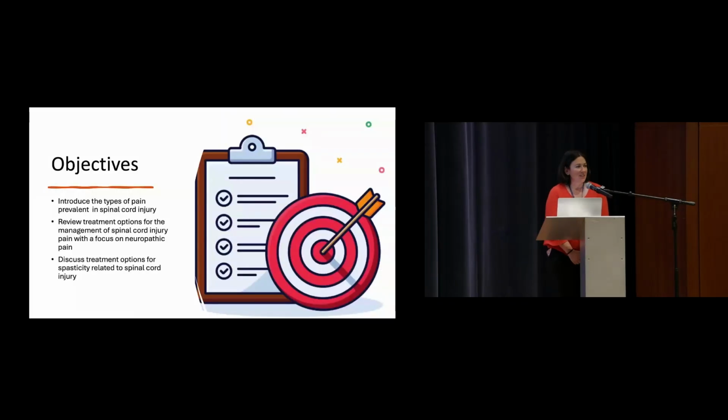I have no relevant disclosures to share today, and the objectives of today's talk will be to introduce the different types of pain prevalent in spinal cord injury. I'll review the treatment options for the management of spinal cord injury, really focusing on neuropathic pain. And then I'll discuss some treatment options for spasticity related to spinal cord injury.